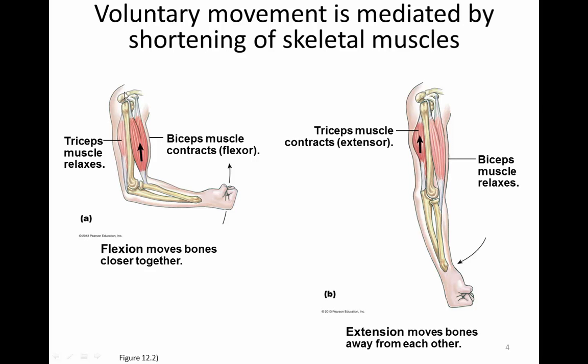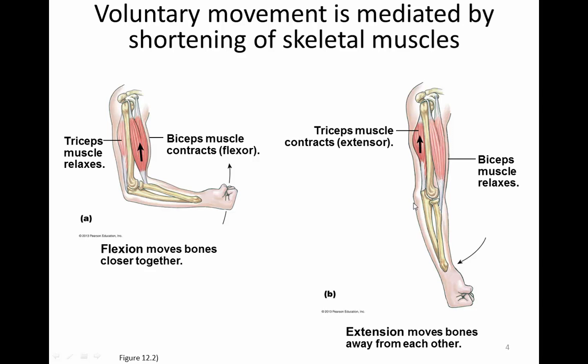The triceps muscle, which is on the back side or the posterior side of the arm, has a tendon that wraps around the elbow and attaches to the ulna of the forearm, so that when this muscle shortens, it pulls on this bone from the posterior side and then extends the arm, pulling these bones of the forearm away from the bones of the arm. The triceps muscle shortens and the limb extends. Note that when the biceps contracts, the triceps is relaxed, and when the triceps contracts, the biceps is relaxed for these movements.